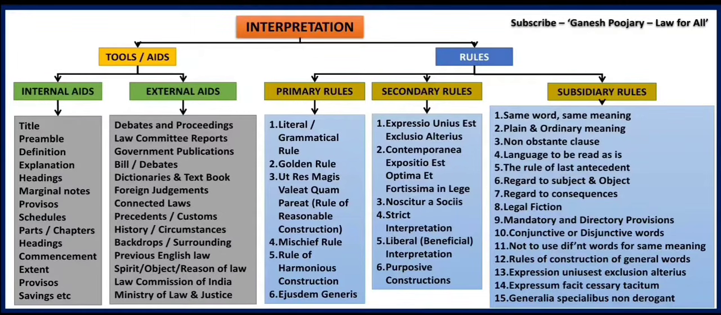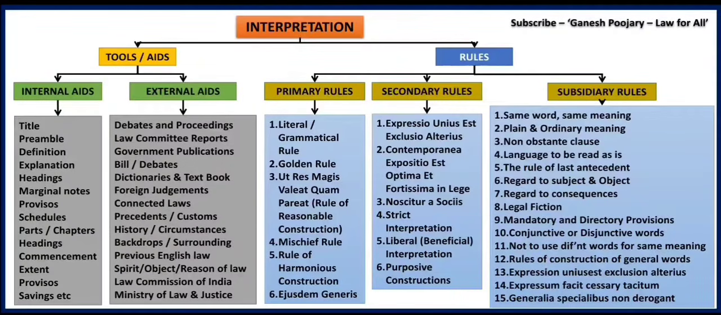Coming to the secondary rules, I have 6 secondary rules here. The first one, expressio unius est exclusio alterius. The second one, contemporanea expositio est optima et fortissima in lege. The third one, noscitur a sociis. The fourth one, strict interpretation. The fifth one, liberal or beneficial interpretation. And the last one, the purposive construction. These are the 6 very important secondary rules.